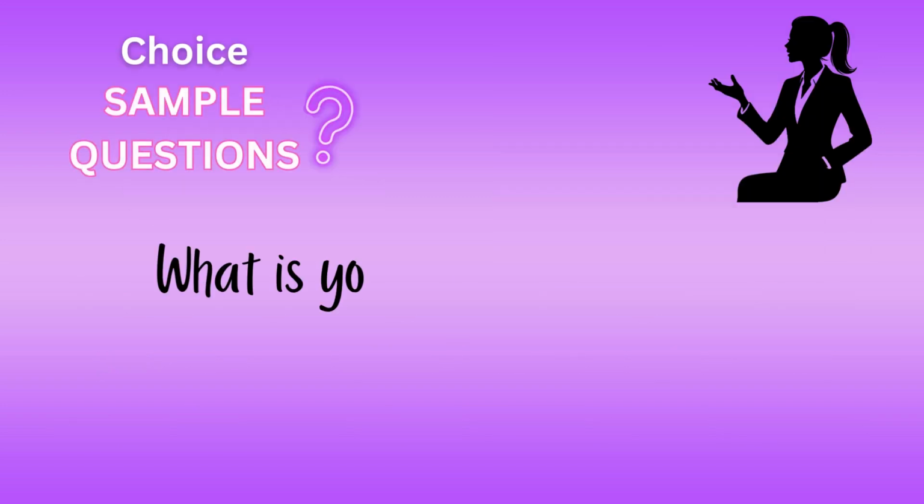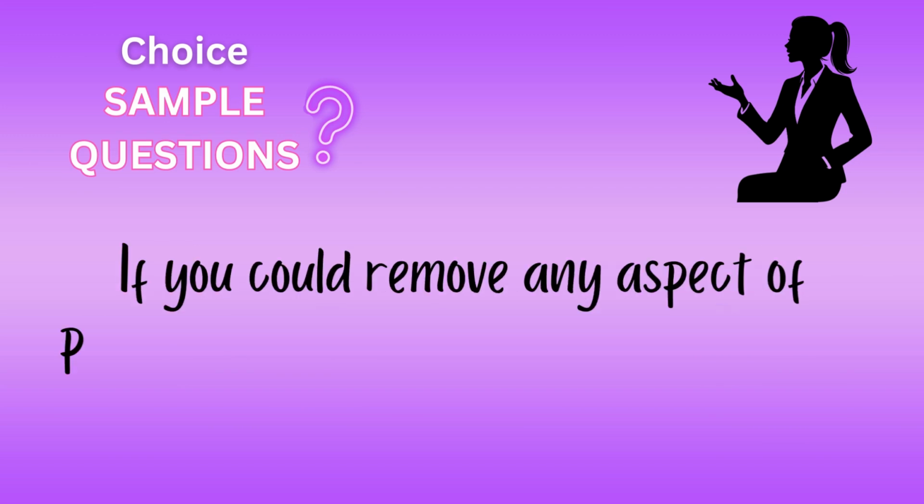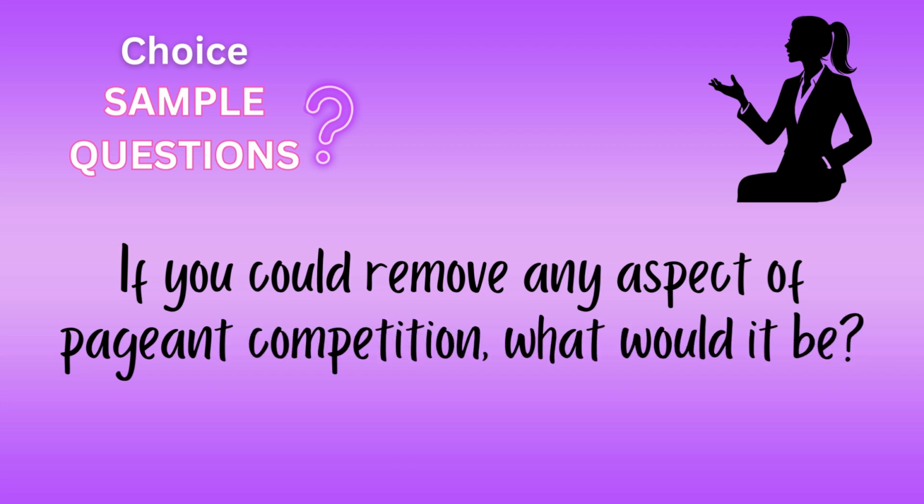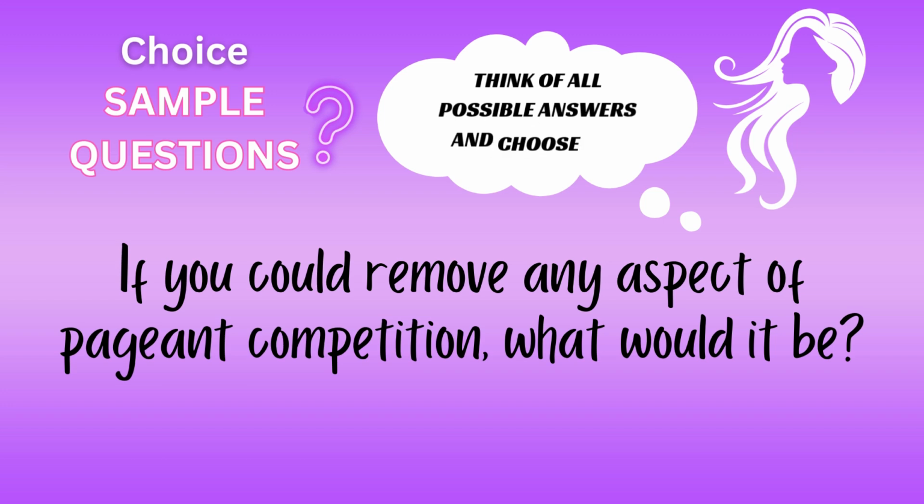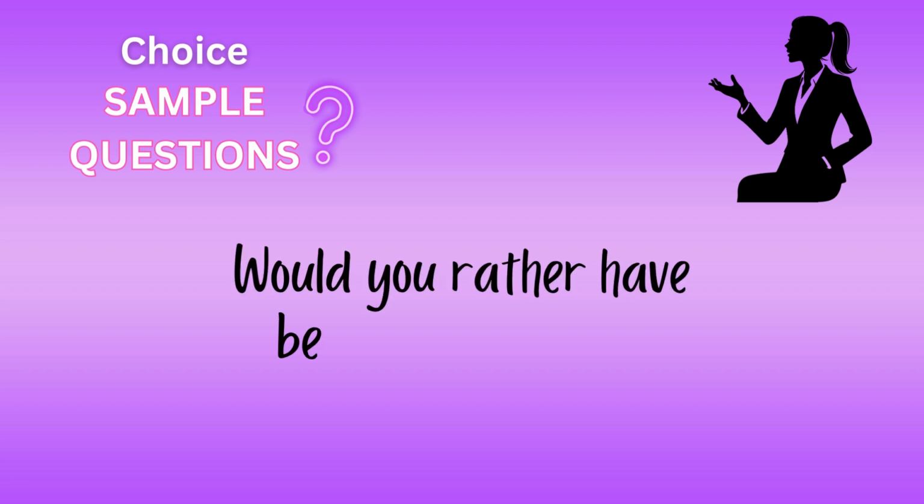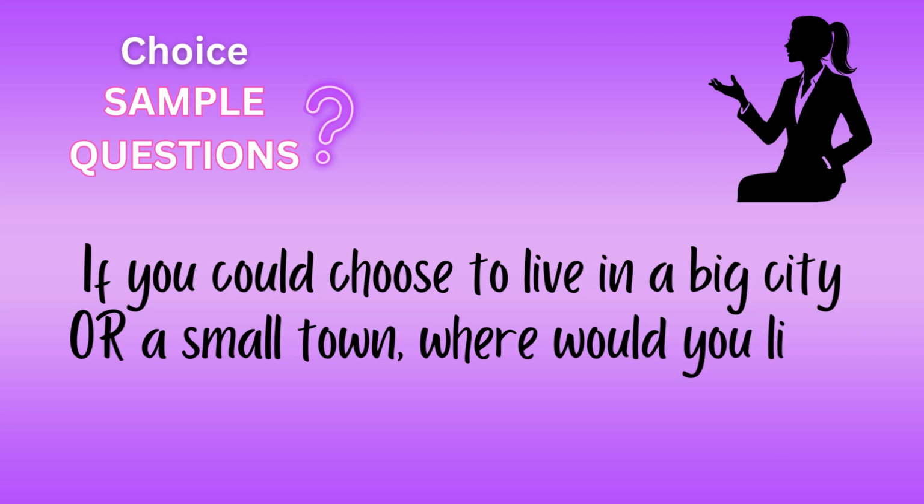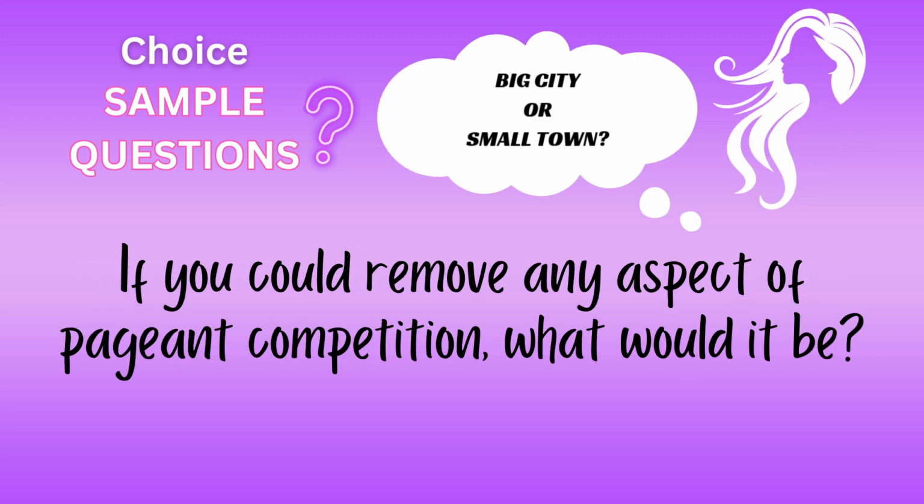You could be asked open-ended choice questions like, what is your favorite holiday? Or, if you could remove any aspect of pageant competition, what would it be? Here you have some freedom to think about the choices that apply and then say something. Examples of more specific choice questions with only one or two options would be, would you rather have beauty or brains? Or, if you could choose to live in a big city or a small town, where would you live? These questions narrow the field down to just a couple of choices, and then you would have the option to choose one or the other, or throw in a completely different answer altogether. That is up to you.